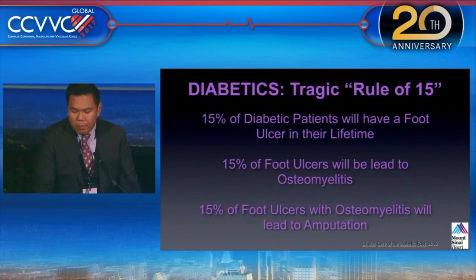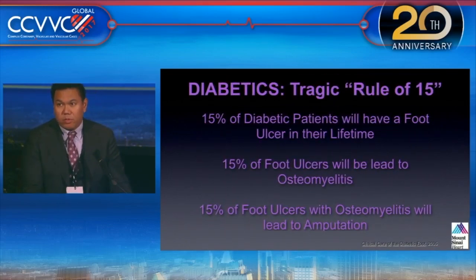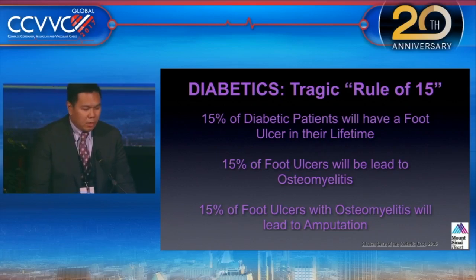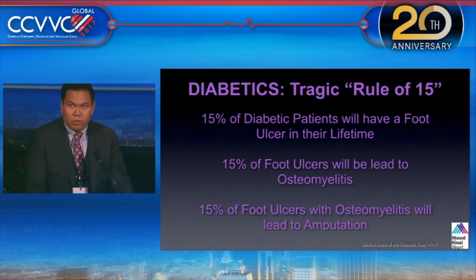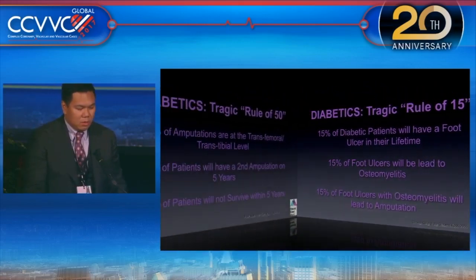Now, as we see, diabetes is one of the most significant risk factors for developing peripheral artery disease. When we think about diabetics, we think about this rule of 15, which basically says that 15% of diabetic patients will have a foot ulcer in their lifetime. Of those patients that get a foot ulcer, 15% will lead to osteomyelitis. And of those patients that get osteomyelitis, 15% will lead to an amputation.